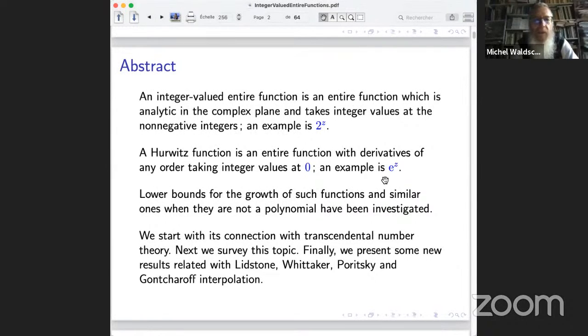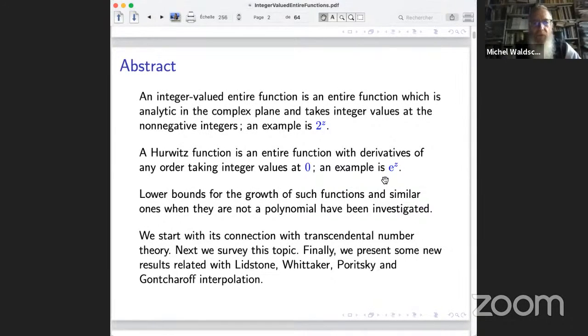So what is the title? What is an integer valued entire function? It is an entire function, which means an analytic function in the plane, which takes integer values at the non-negative integers. And a fundamental example is 2 power z.